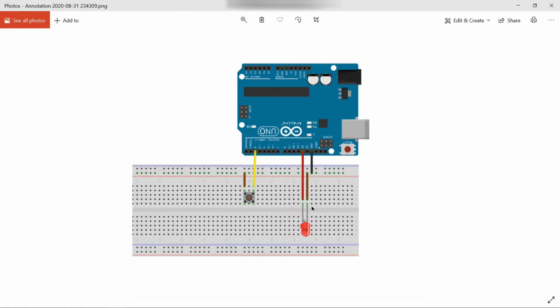Hello everyone, in this project we are going to control an LED using a switch. In this I'm using a switch, LED, and Arduino board.